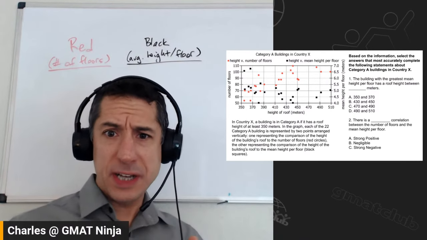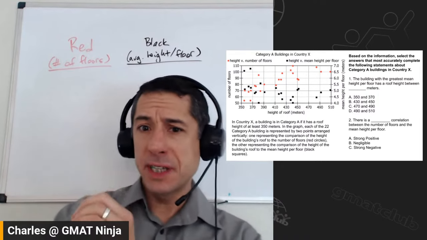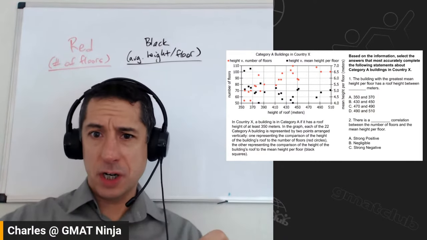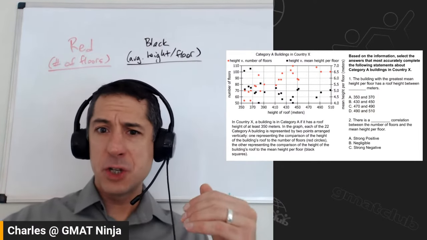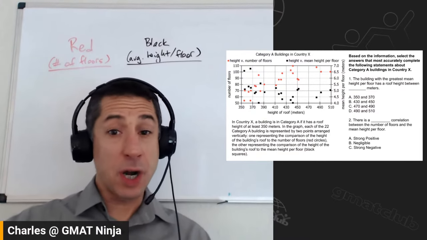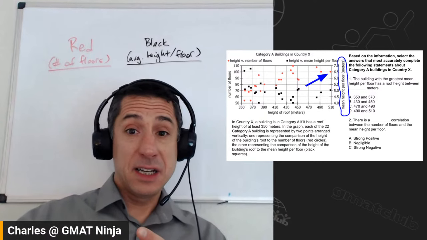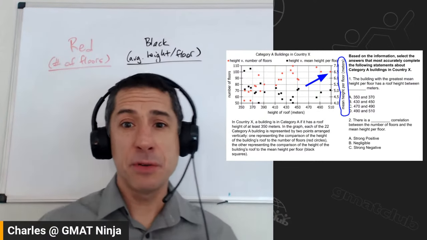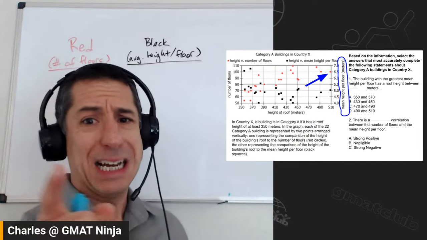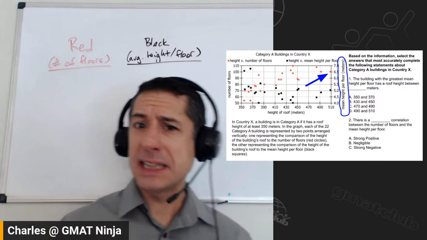So this first question, what are we after? We want to know the building with the greatest mean height per floor, and we want to know the roof height of it. I don't know about you guys, but where my eyes go here is to that right side. Now, okay, mean height per floor. And my eyes just want to look at that dot right there at the 6.5. I want to look at that red dot.